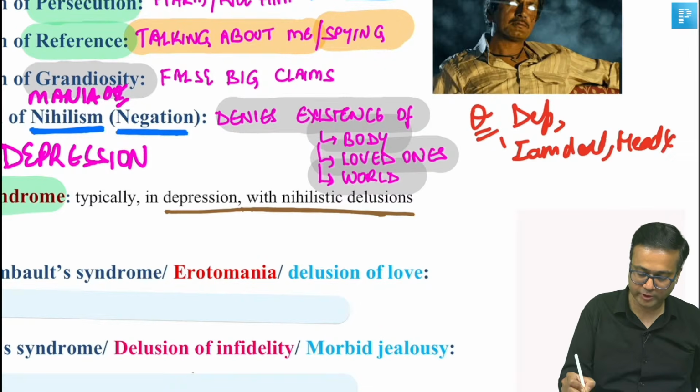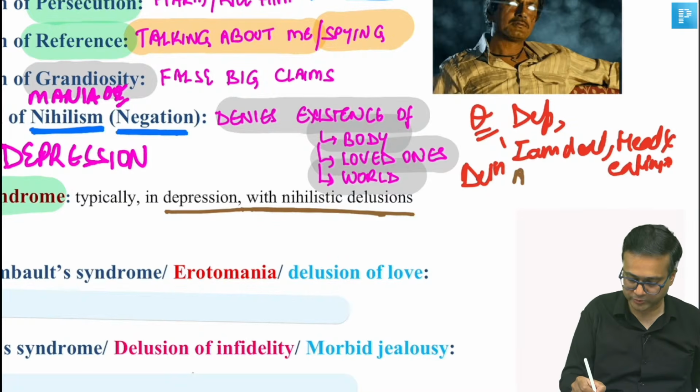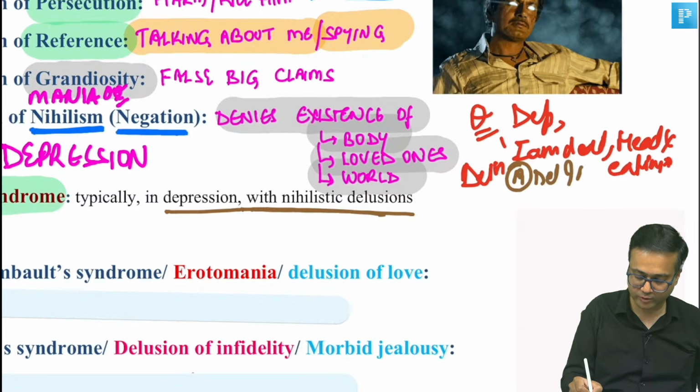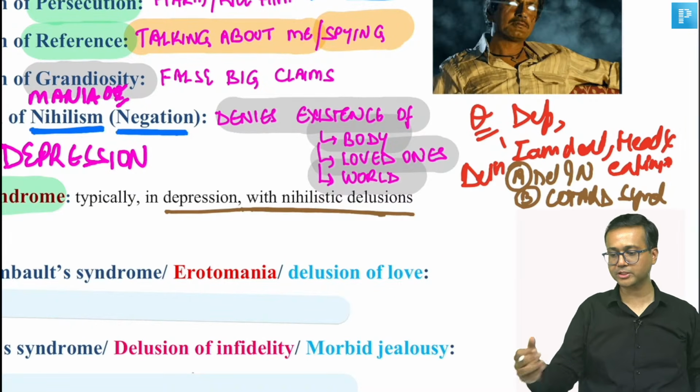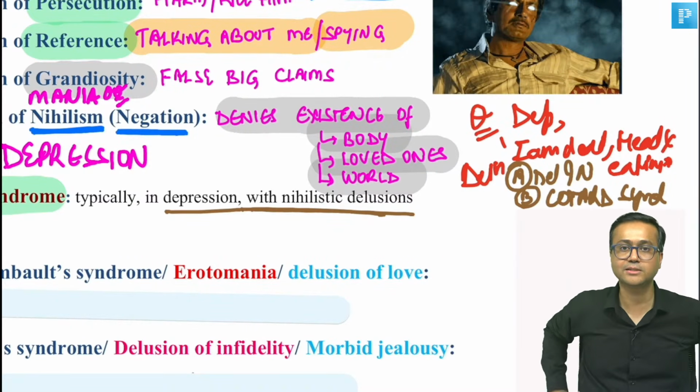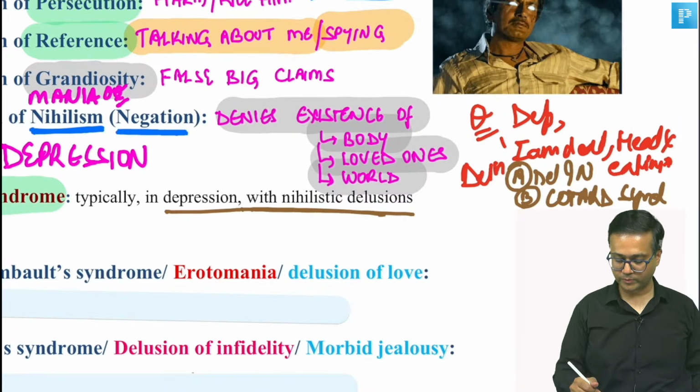So what is the point of eating anything? You have to tell me which delusion is seen here. Beta, let me give you options. Option A is delusion of nihilism. Option B is Cotard syndrome. Let me see if you can answer this question. I hope you remember this question. It's a question which has been asked in INI-CET, but one has to be very careful.